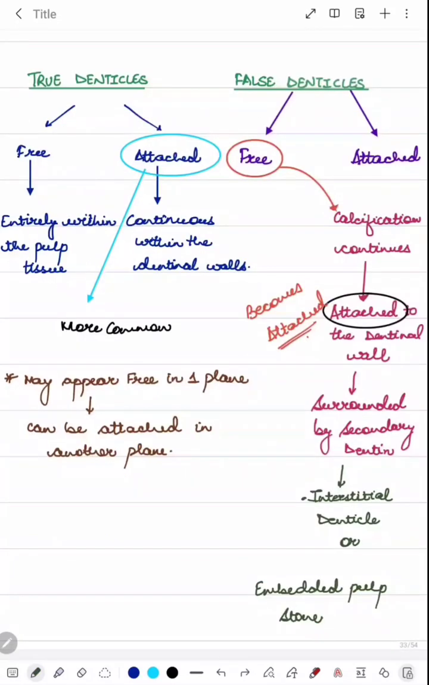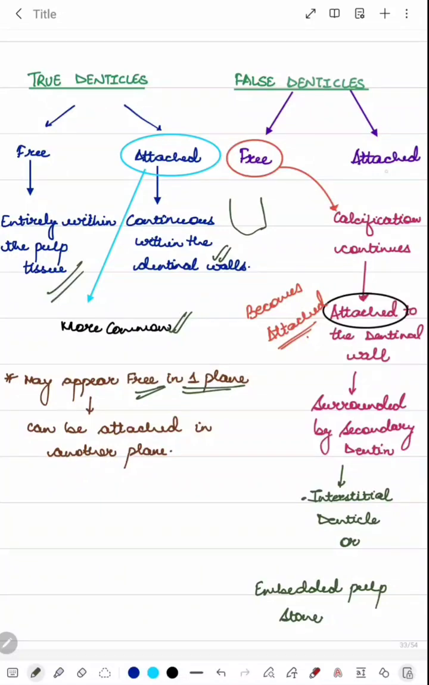Now the denticles, whether they are true or false, can be free or attached. Free means they are present entirely within the pulpal tissue and not attached to any other wall or any other structure. Attached means it is attached to the tooth structure, or you can say the dentinal walls. Now the attached denticle is more common. Why? Because in one plane a denticle or a pulp stone may appear free, but in another plane, when we have a 3D view, it will appear to be attached, right?